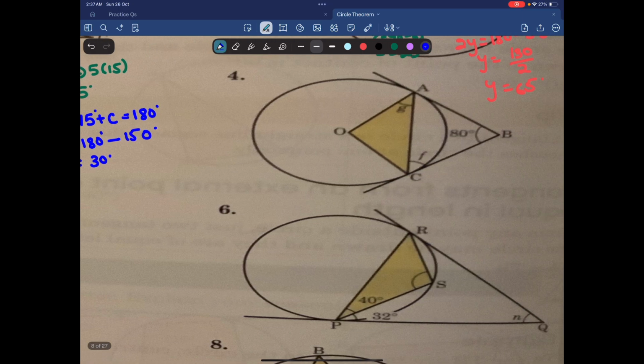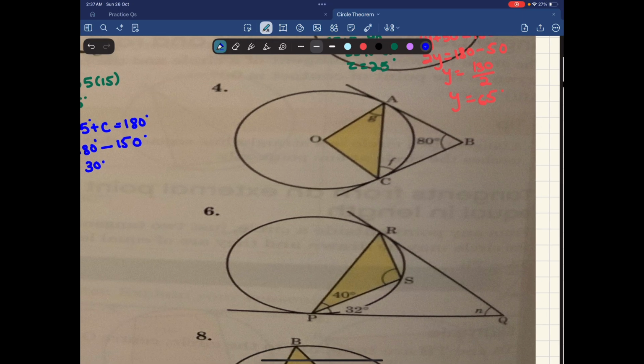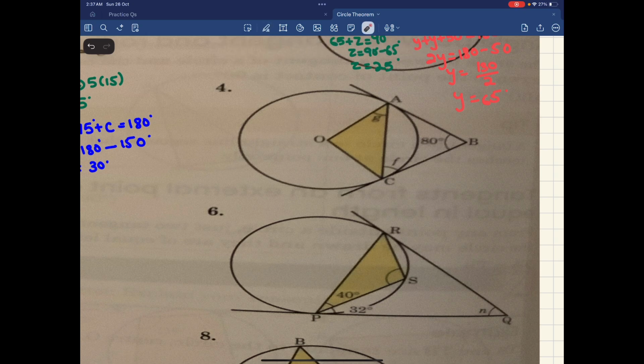Let's have a look at question number 4. So external point B, two tangents drawn to the circle. So AB and BC are going to be equal. Let's mark them as equal. So this becomes an isosceles triangle, and therefore this angle is also going to be F. And we know that the angle between a radius and a tangent is 90 degrees. So this is going to be 90 degrees.